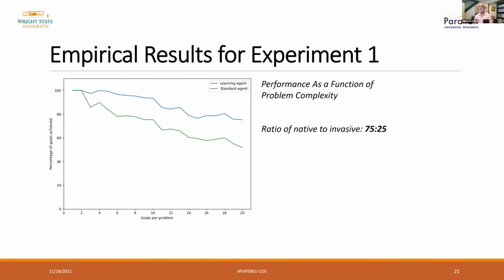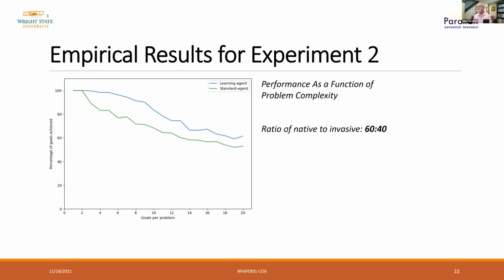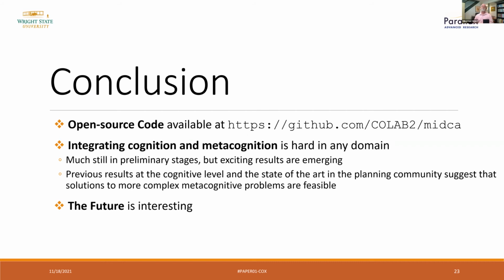This is just the result. In the 75-25, the lower one, and this is the percentage of goals achieved on the y-axis. And then the number of goals per problem, you can think of that as, the more goals, the more complex the problem is. As problems get more complex, performance is reduced in terms of the percentage of goals achieved, but you can see that learning does better, this metacognitive agent, and it stays the same in the 60-40 as well.